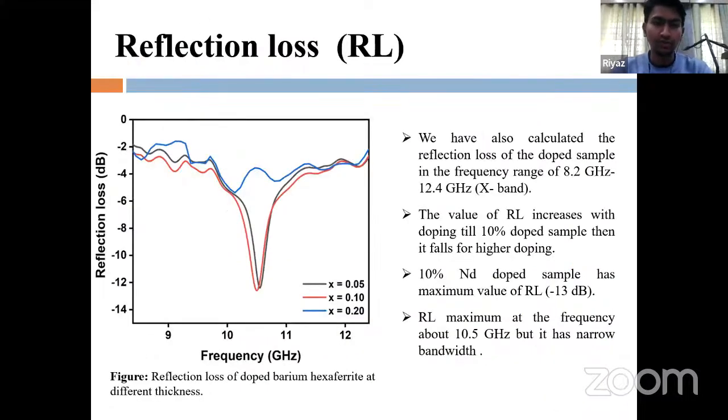Using this data, we have calculated the reflection loss, and we have found that our sample with 10% dopant has a maximum reflection loss of minus 13 dB at the frequency of 10.5 GHz, which means this sample is suitable to absorb 95% of the incident radiation in this frequency region.